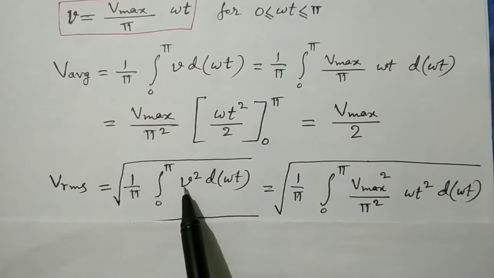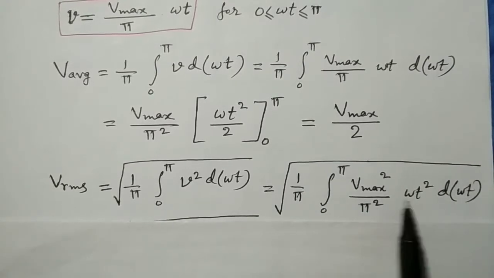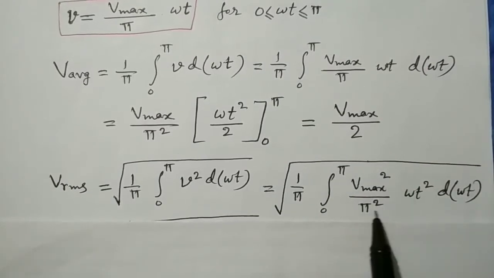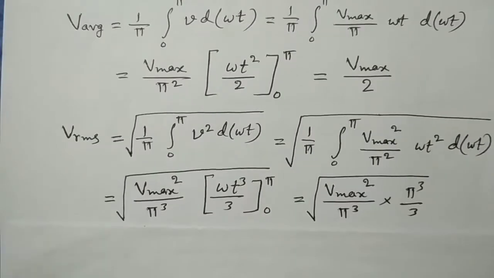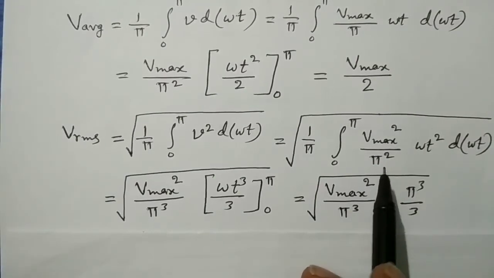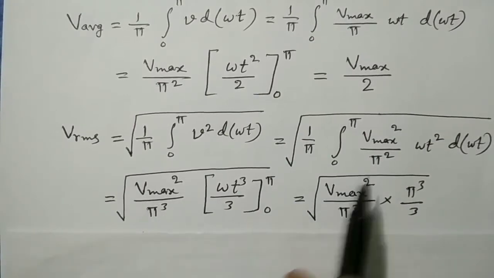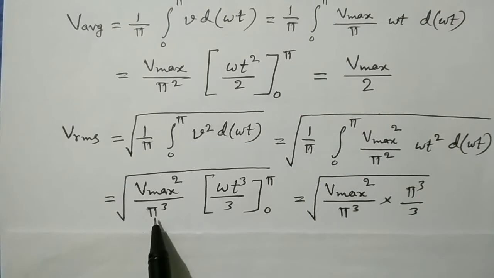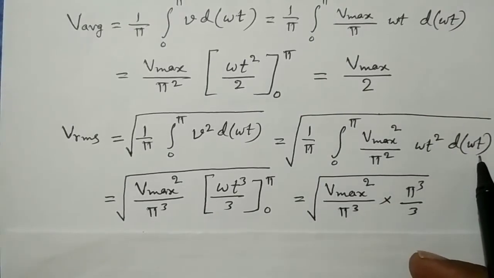So put the value of instantaneous voltage v, that is Vmax upon pi into omega t. So it will be squared. So Vmax square upon pi square into omega t square d omega t. Again, Vmax square upon pi square is a constant value, take it outside the integration. So Vmax square upon pi cube, pi square into pi, that is pi cube, and integrate omega t square with respect to d omega t.